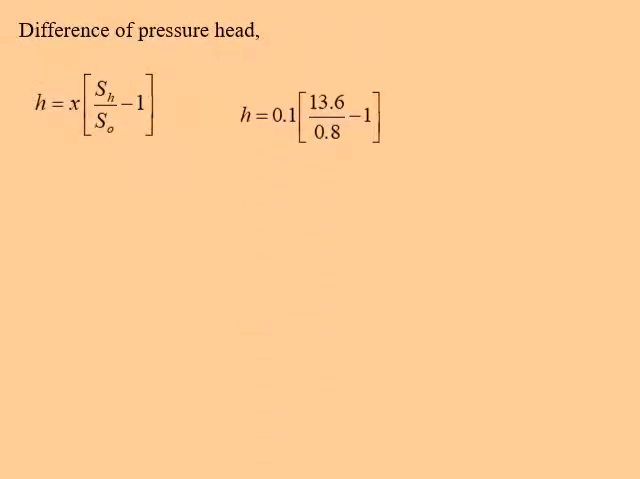That is, h is equal to, the x value is given, that is 0.1 meter, times the specific gravity of mercury, 13.6, divided by the specific gravity of oil, 0.8, minus 1. So now h is equal to 1.6 meter of oil.